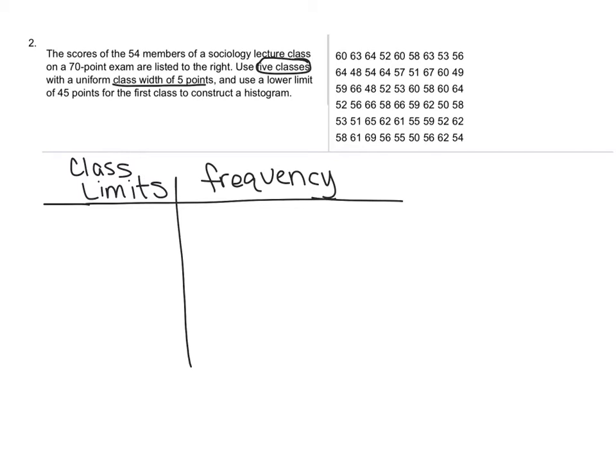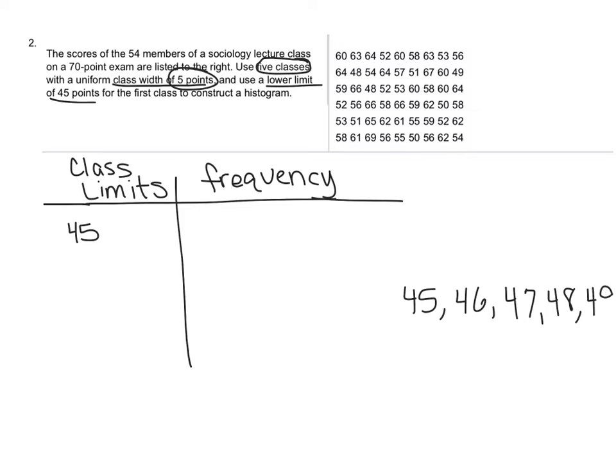So to construct your class limits, we'll go back to the problem. And it tells me that the lower limit is 45 points. So that means that my starting limit is 45. So I'll just write a 45. Now, the problem tells me that my width is 5 points. So that means that I'm only going to have 5 numbers from 45 to the other limit. So if I just write 45, 46, 47, 48, and 49, we can see that I have 5 values.